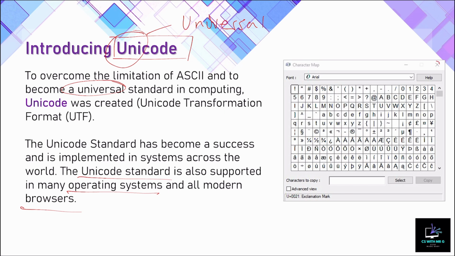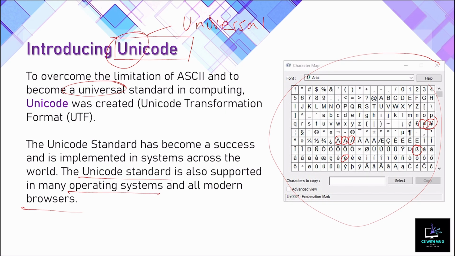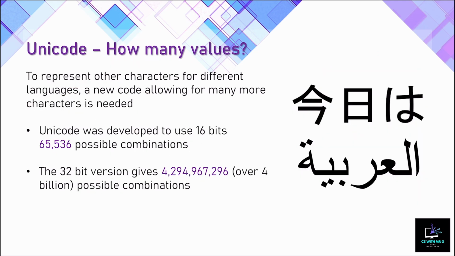And as you can see here, we've got a character map, we've got many more symbols. We can start to see accents from different countries around the world, different letters from different alphabets. We've also got different symbols and currencies. Basically, we were able to store more characters from different languages. But then we've got to think, how were we able to do that? Obviously, we need bigger numbers. And that's what Unicode did. Okay, it's a new code allowing for many more characters.